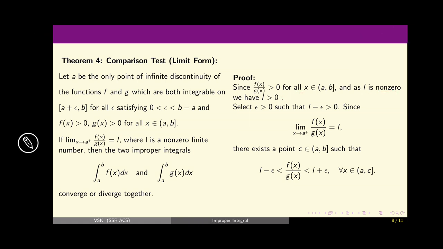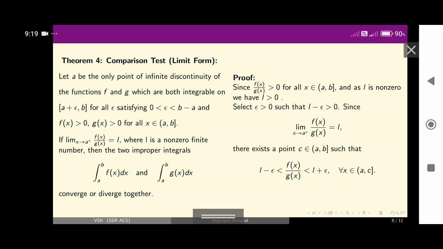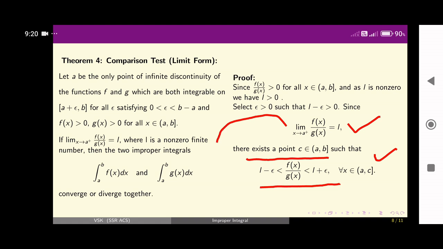Now since the limit as x tends to a of f(x)/g(x) is L, there exists a point C. We can find a point C using the definition of limit, such that L minus epsilon is less than f(x)/g(x) is less than L plus epsilon for all x belonging to (a, c). Using the definition of limit, we can easily find a value C for which this holds.